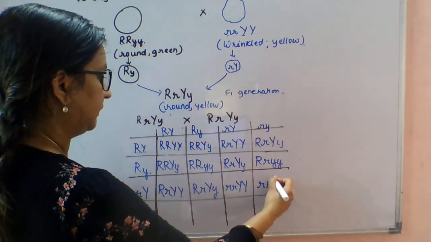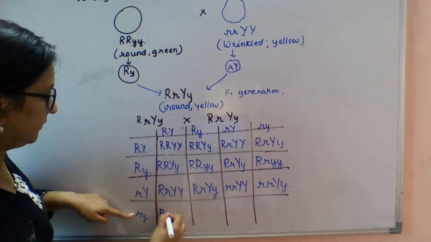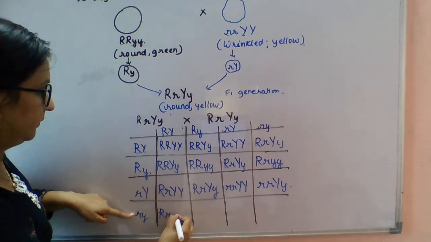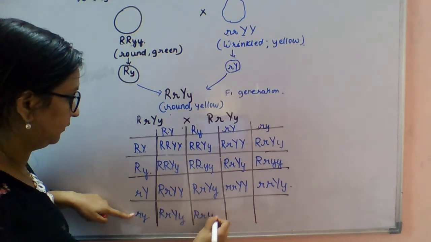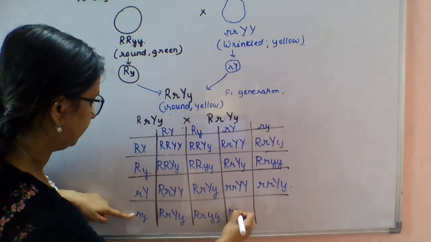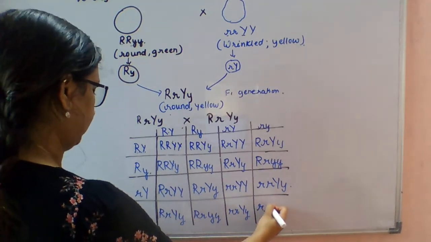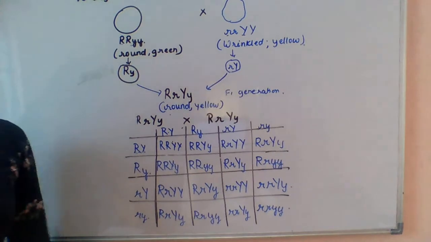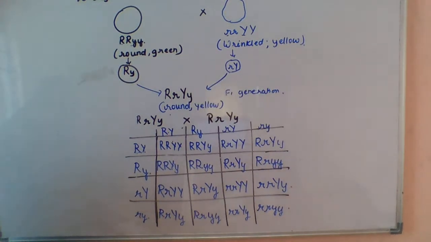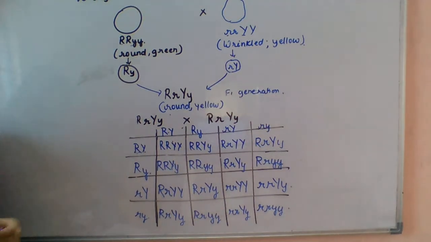Small r, capital Y, small y. Capital R, small. Small r, small y. So here we are getting this ratio. So students, what we are getting here is the 9:3:3:1 ratio. So I am here writing the results.